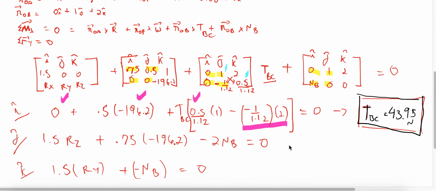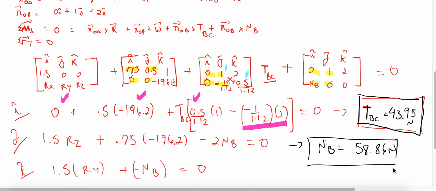And with this, I should be able to go back to one of those two and get a couple answers. So let's do this guy. So I just calculated RZ. So if I do this times negative 1.5 plus 0.75 times 196.2, and all that divided by negative 2, I get that NB is equal to 58.86, leaving only one unknown left. And let me double check all those just to make sure. So yep, perfect. We're good.